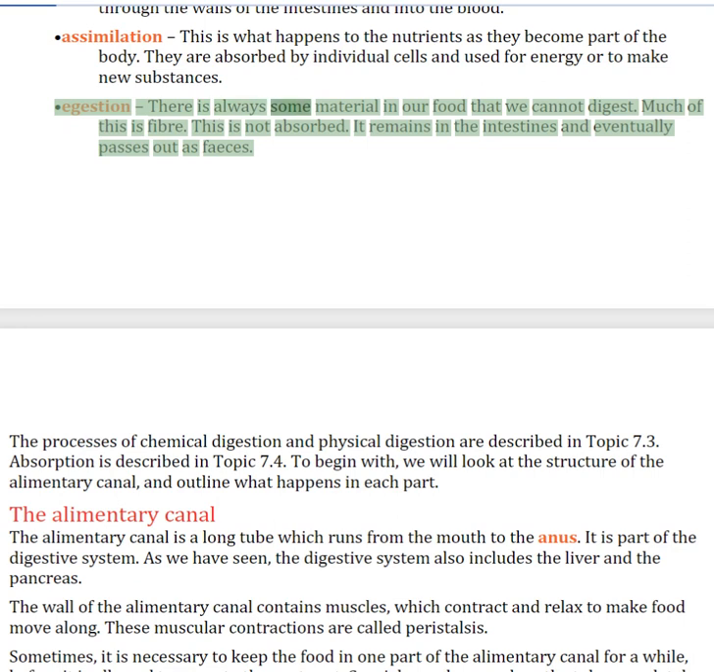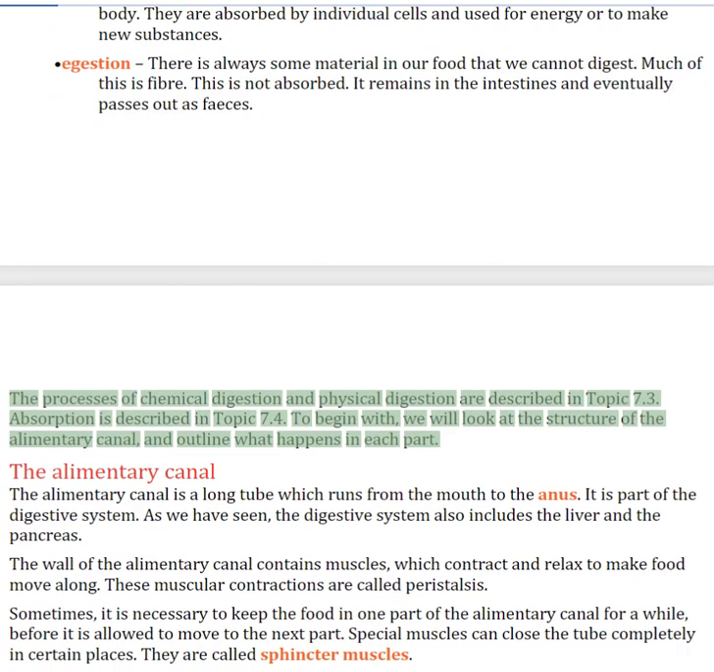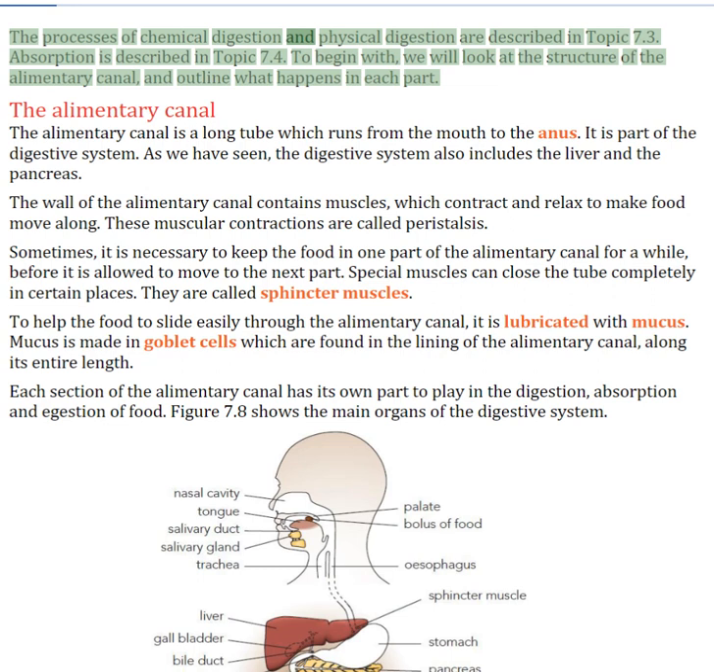Egestion, there is always some material in our food that we cannot digest. Much of this is fiber. This is not absorbed. It remains in the intestines and eventually passes out as feces. The processes of chemical digestion and physical digestion are described in Topic 7.3. Absorption is described in Topic 7.4. To begin with, we will look at the structure of the alimentary canal and outline what happens in each part.